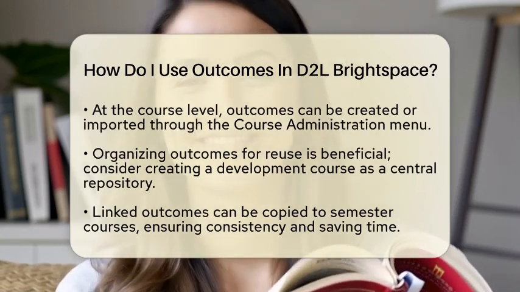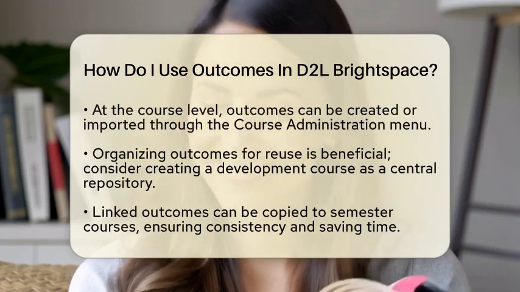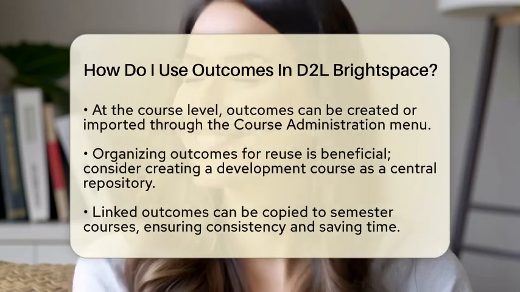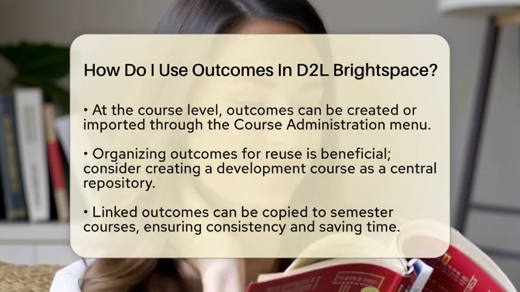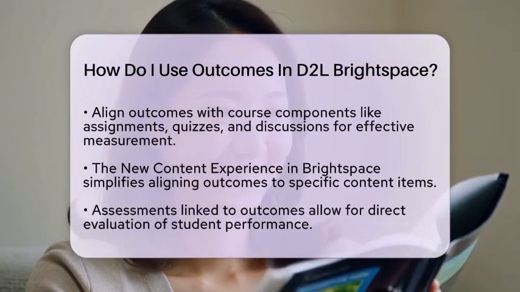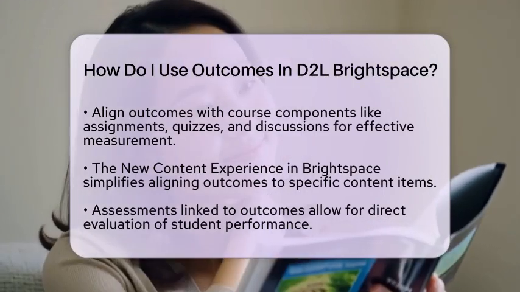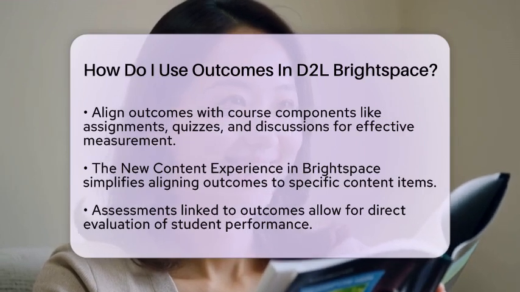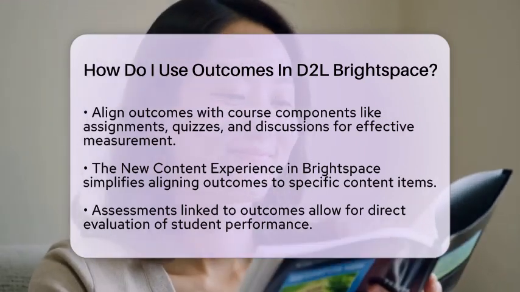Aligning outcomes to course content and assessments is where the magic happens. You can align outcomes with various course components such as assignments, quizzes, and discussion topics. This alignment allows you to measure how well students are meeting the defined outcomes based on their performance in these activities. Using the new content experience in Brightspace makes it easy to align outcomes to specific content items.